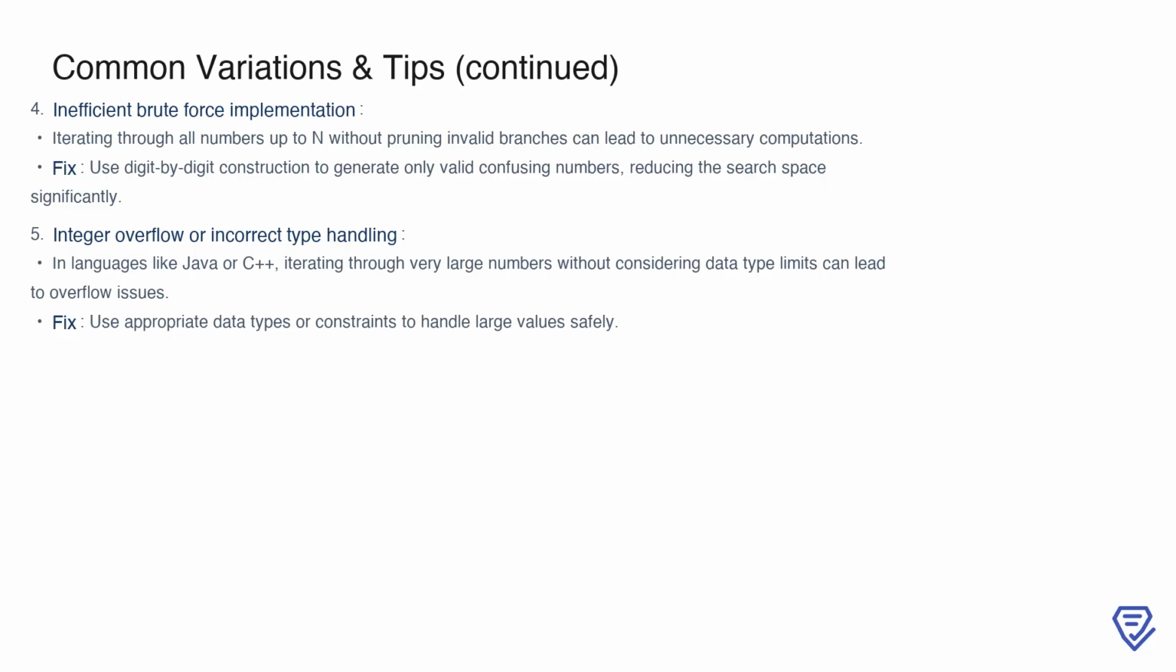Additionally, in languages like Java or C++, you need to be cautious about integer overflow when working with large values of n. Iterating through large numbers without considering data type limits can lead to errors. To prevent this, use data types that can handle large values safely, such as long or big integer. By combining efficient generation techniques with proper type handling, you can ensure your solution is both performant and accurate.